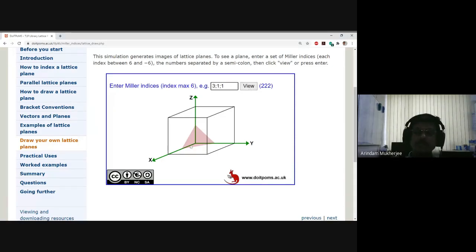So 1/3 means I have to cut this into 3 intercepts. 1, 2, 3, somewhere around here maybe. And the other ones will be 1 and 1. So they will be here. There we go. See, that's a plane.